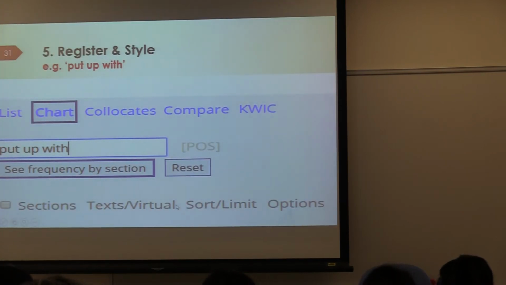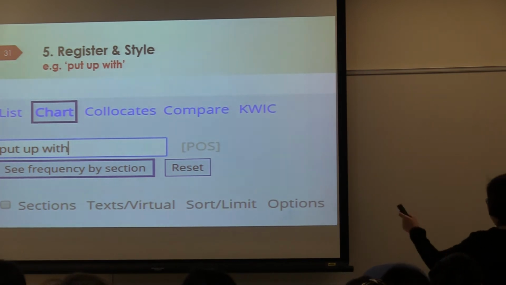Now, after looking at collocation, let's move on to look at register and style. We'll look at this phrasal verb together with the preposition: put up with. What's the meaning of put up with? I can't put up with you. That means I can't stand you. I can't bear you. I can't tolerate you anymore. So let's see how put up with is used.